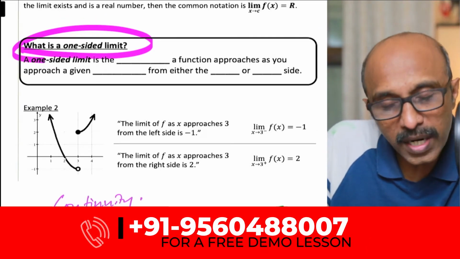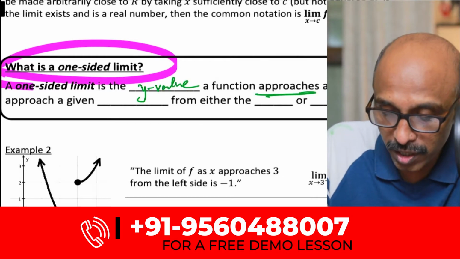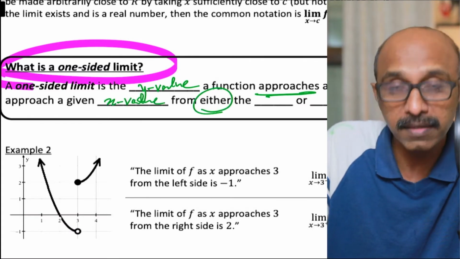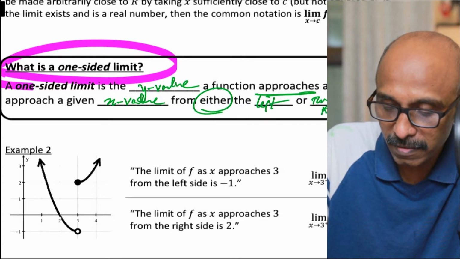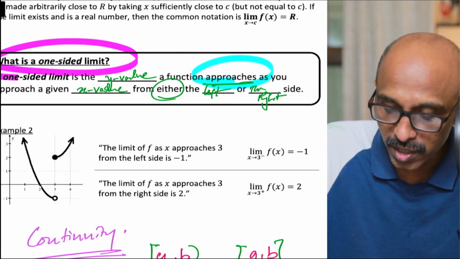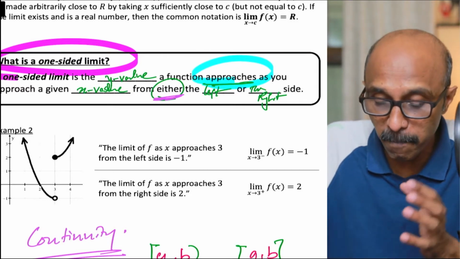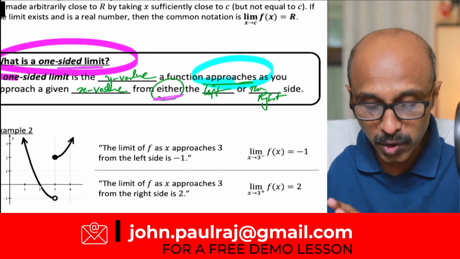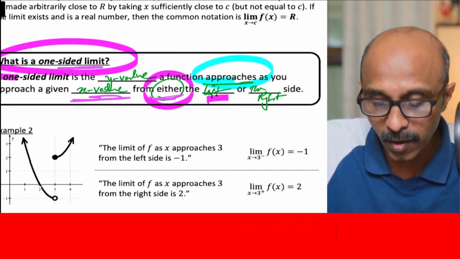Okay, so the definition of a one-sided limit is like this. A one-sided limit is the y value a function approaches as you approach a given x value from either the left or the right. Notice the keywords. We've got the word approaches again, but we've got a new word here: either. When we were defining the limit of a function, we said both the left and the right-hand side. But this time the one-sided limit is defined as the y value a function approaches as you approach a given x value from either the left or the right.